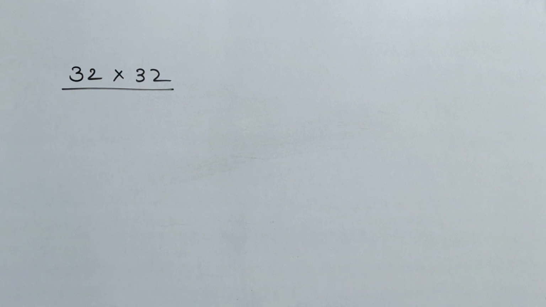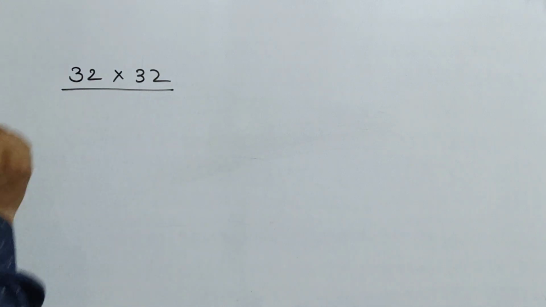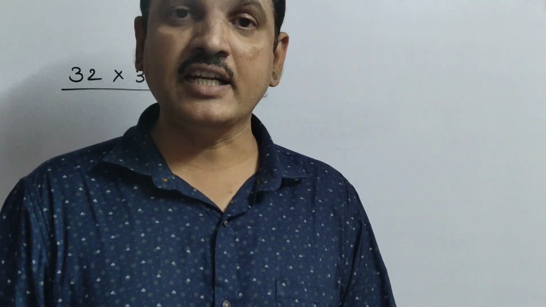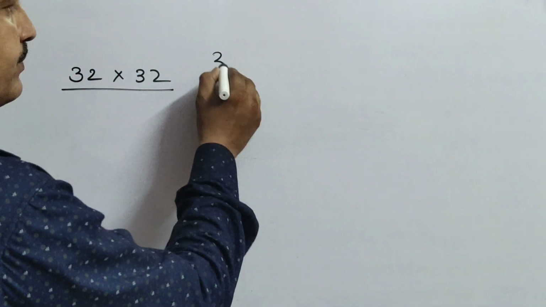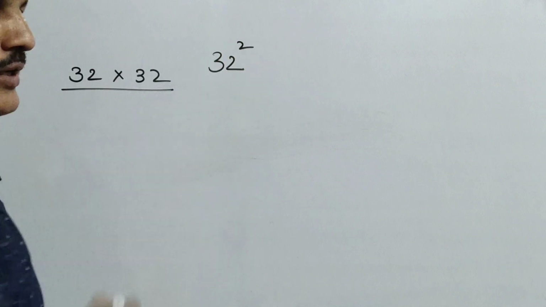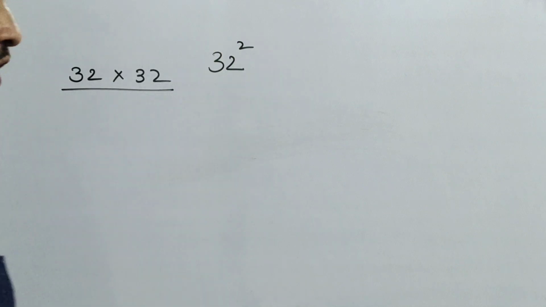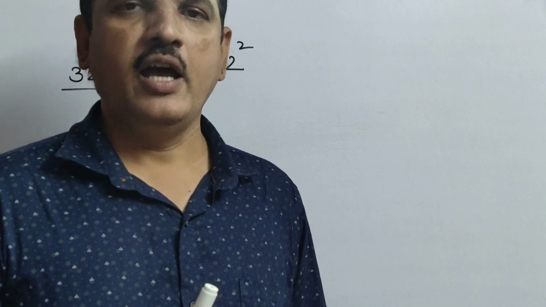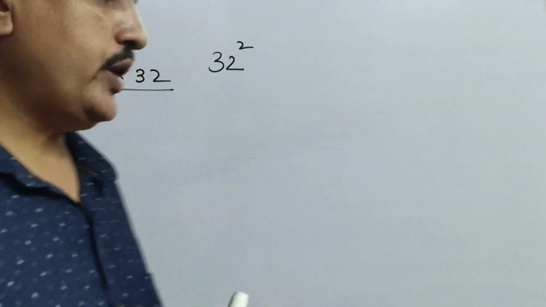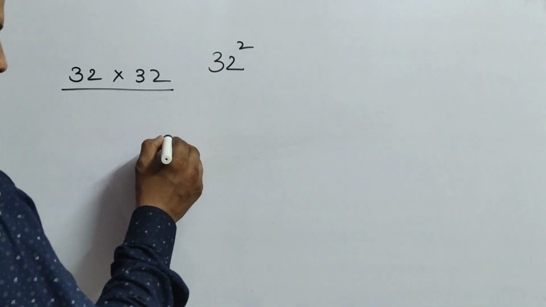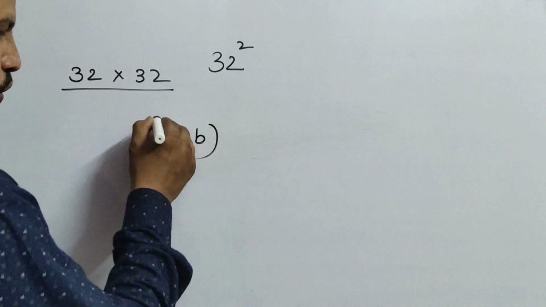Okay, children, here 32 into 32, it's not like that. It's asking for one more method, without calculating 32 into 32, to find the 32 square value, the square of 32. How to find 32 square without doing the multiplication directly? So we have to use one formula here. I'll explain here two formulas which are very well known.